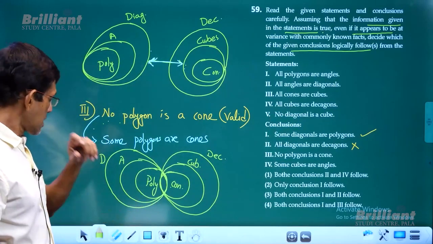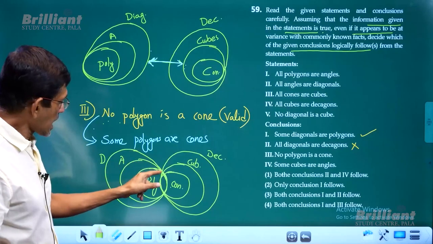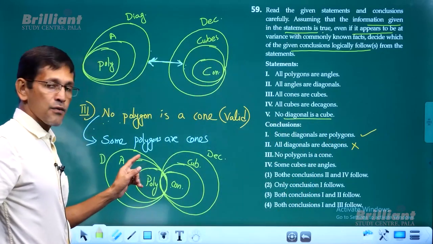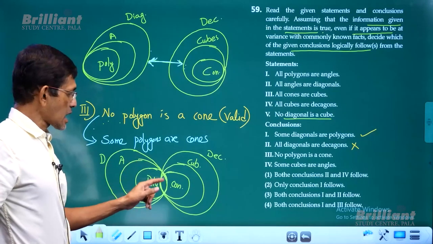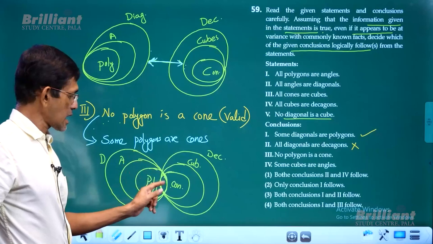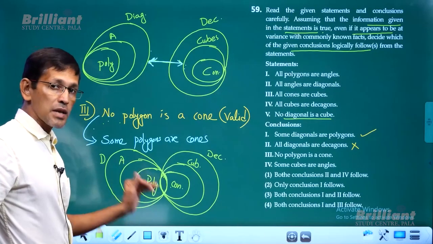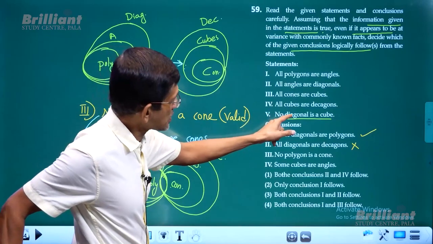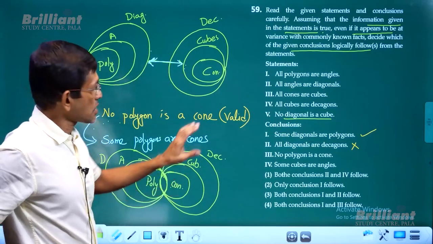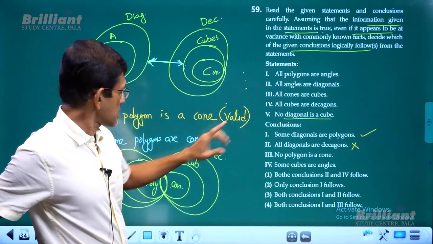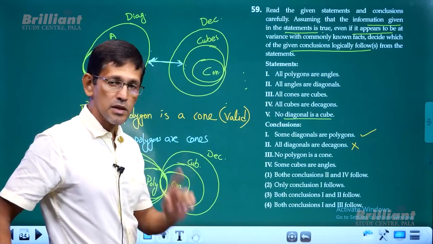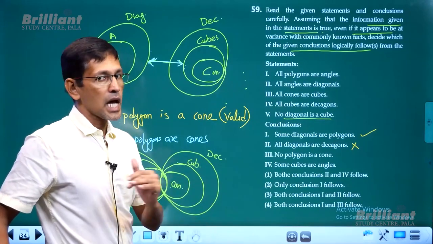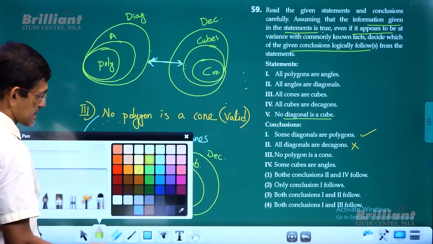No diagonal is a cube. In this case, when you look at that, some of the diagonals are cubes. What does the statement say? No diagonal is a cube. But when you look at the new diagram, you can see that some of the diagonals are intersecting with the cubes here. This is diagonal and this is cube. So they are intersecting. That means this diagram contradicts the given statement. This diagram doesn't contradict statement number 1, 2, 3 or 4, but it contradicts the fifth statement. That means if the new diagram contradicts any one of the given statements, the diagram doesn't exist.